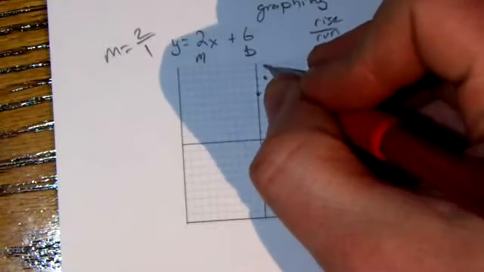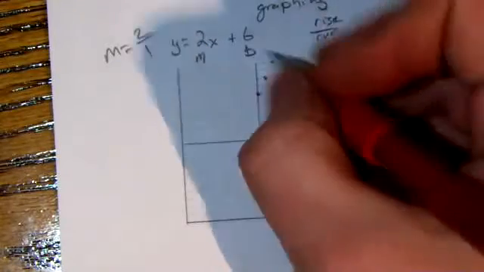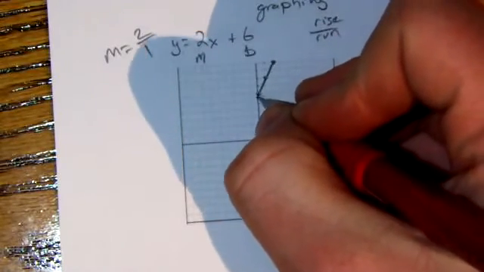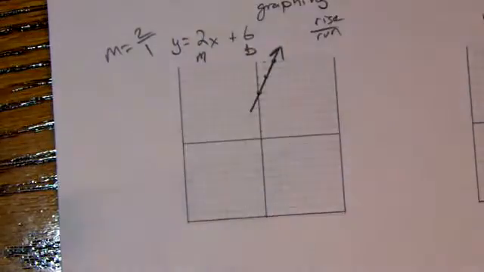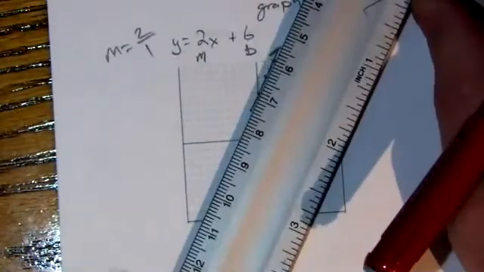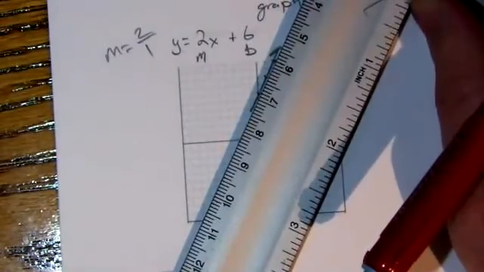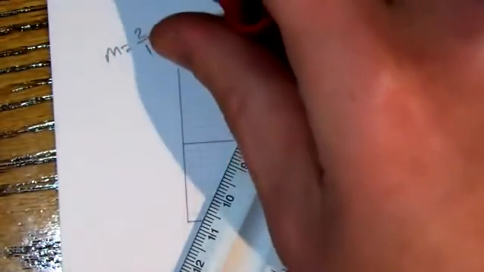We can do it again. Rise 2, run 1. We now have a line. I just did a big no-no. We need to make sure we're using a straight edge. So here I have a square. This is my straight edge to connect our dots.